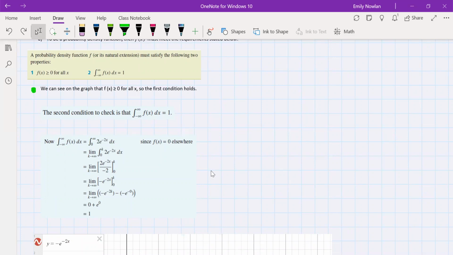Now, the problem is when you are going to integrate and you've got an undefined endpoint like infinity, you're going to have to use limits. So we set a limit as k approaches infinity, from 0 to k, and then you find the integral of the function. So let's have a look at that. When you integrate 2e to the minus 2x, remember, with integration of exponentials, you write the exponential bit exactly the same.